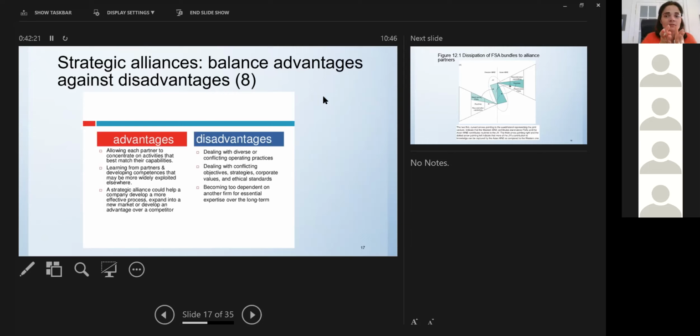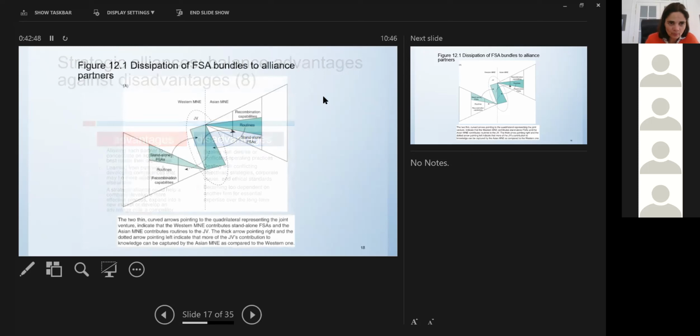Disadvantage is, of course, the conflicts, diverse ways of operating, the objectives that are different, and standards and strategies that are different, and the kind of dependency spiral where one of the partners is really free riding on the other's initiatives and becoming too dependent on what the others are doing, and then that's a signal that you should stop.